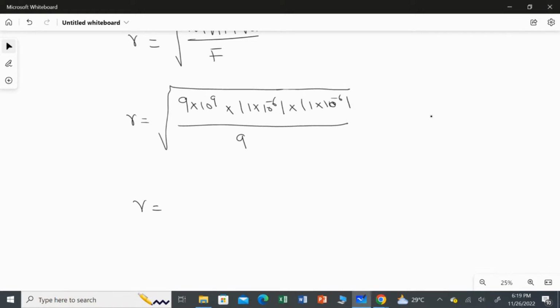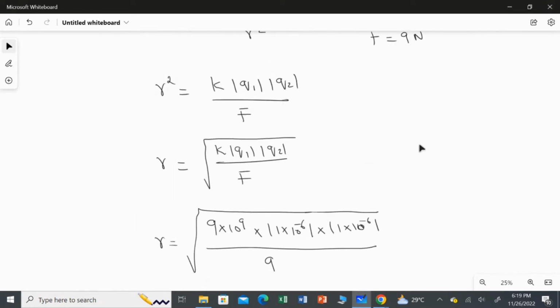I got the answer as 0.0316. What's the value? 0.0316, and this is in terms of meter, right? So this is the answer for the first question. Clear? So it's a direct question.